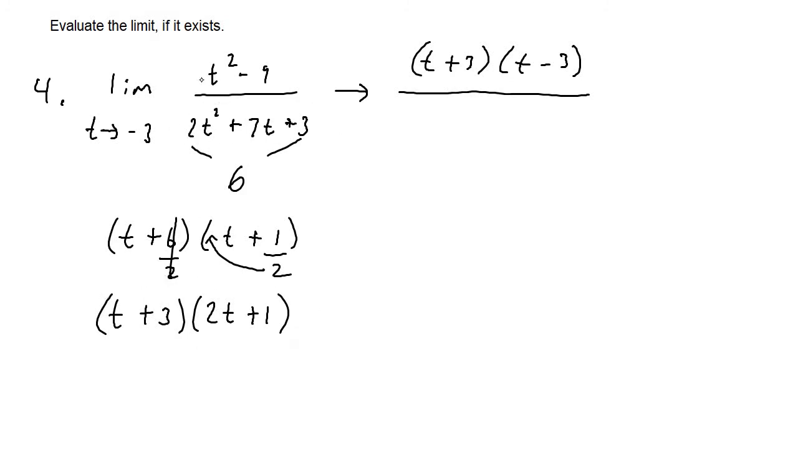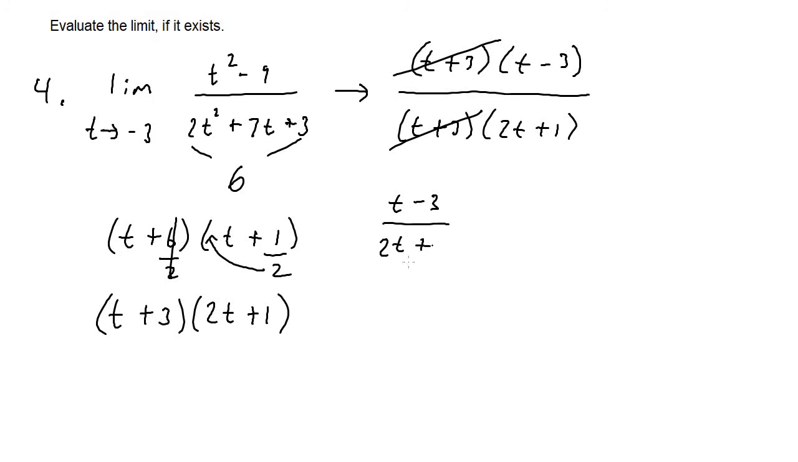So I'll rewrite 2t squared plus 7t plus 3 in factored form as t plus 3 times 2t plus 1. Realize that t plus 3 will cancel on the numerator and denominator, so we're left with t minus 3 over 2t plus 1. So now I can rewrite the limit of t minus 3 over 2t plus 1, which is what we have simplified this entire fraction down into, as t approaches negative 3.